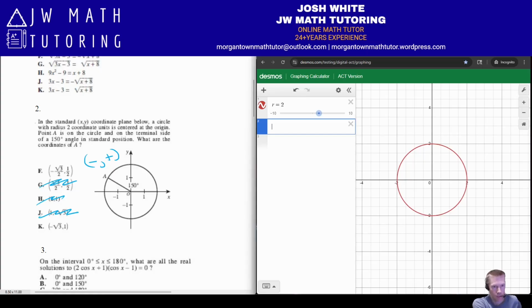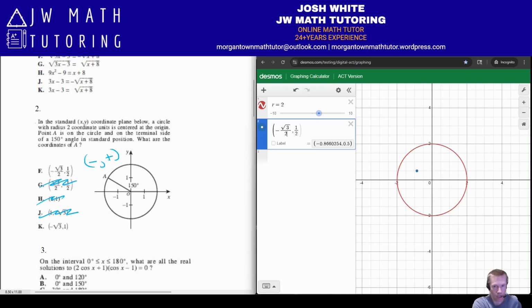Now, all we have to do is graph the two points and see. Starting with letter F, I'm going to do that one first. Is this point, out here on the circle, corresponding to 150 degrees? The answer is no, it is not. Therefore, it has to be K just by process of elimination.